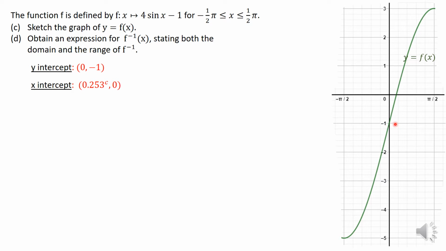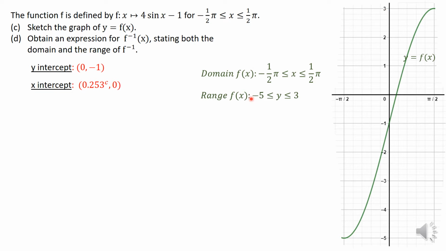Remember I said the y-intercept is going to be at -1, and the maximum value was 3, and the minimum was -5, as was seen from our range. Also, when you look at this particular function, the domain is from minus half pi radians to half pi radians. The range is, as I indicated from before, your y values. The range goes from -5 all the way up to 3.